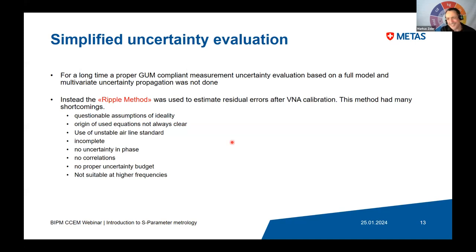I'm not going into detail here on how this was done, but what I can say is that it had many shortcomings. There were questionable assumptions of ideality. The origin of the equations was not so clear. They used the so-called airline standard, which is unstable. I will say more about that later when I talk about traceability. It was an incomplete evaluation of measurement uncertainty. There was no uncertainty in phase, only magnitude. Correlations were completely ignored. You didn't really have a proper uncertainty budget at the end. And it also was not really suitable at higher frequencies.